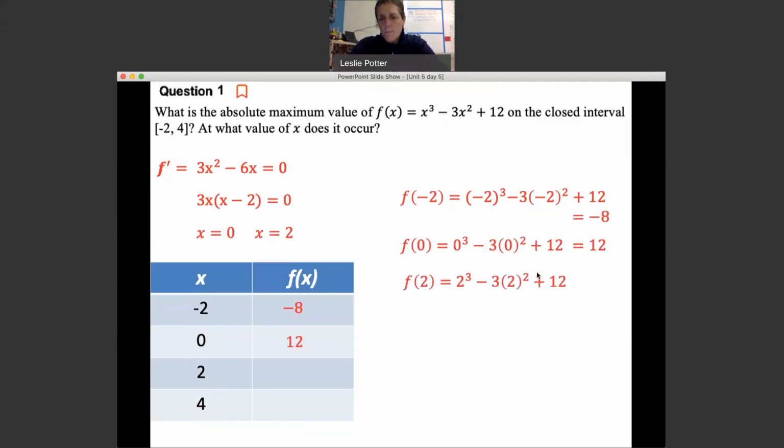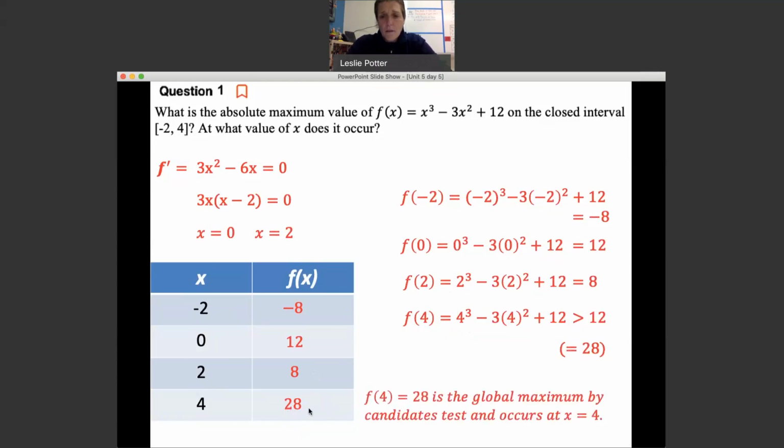Plugging in 2, getting 8, sticking it in the table. Plugging in 4, getting something greater than 12. Okay, so we know that this is the location of the absolute maximum. Now we're also being asked what is the absolute maximum. So we actually do have to do the math here, right? So we've got 64 minus 48 plus 12. So that looks to be 28. And so we know that the absolute maximum then is 28.